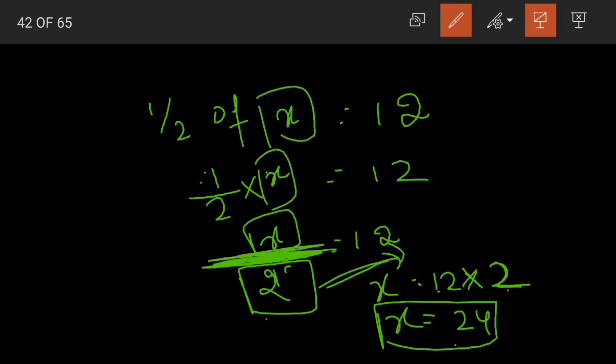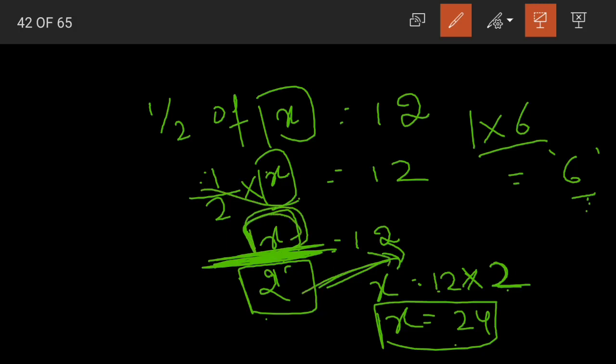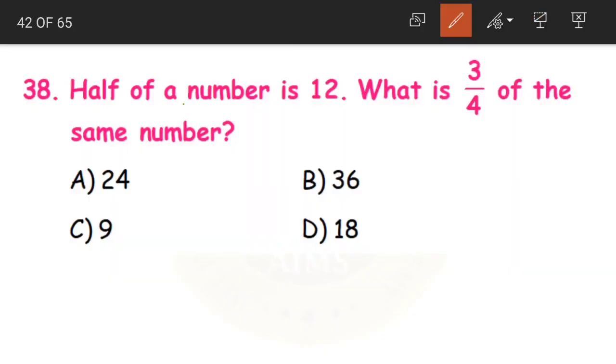Okay, 1 into x is equal to x. See, 1 into any number will give us the number itself. Say 1 into 6 is equal to 6. In the same way, 1 into x is also equal to x. As we have to find out the value of x, we are sending 2 to the opposite side. Here 2 was in division, but when it goes to the opposite side, we will do the opposite, that is, multiply. So 24 is our number. Half of 24 is 12. Now the next part is, what is 3 by 4 of the same number?